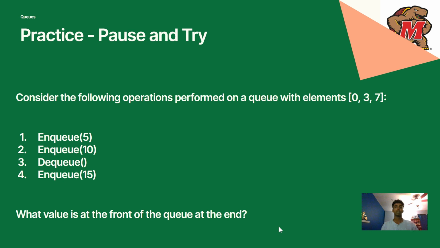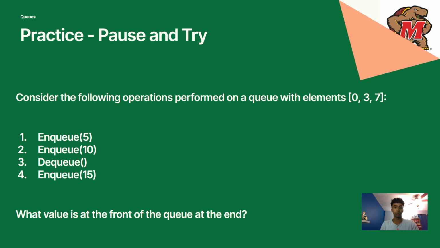Now for some practice, we're going to perform some operations on the following queue with existing elements 0, 3, and 7. So first, we enqueue or insert to our queue by adding 5, and this, remember, goes to the back of our queue, so we get 0, 3, 7, 5. Next, we enqueue 10, giving us 0, 3, 7, 5, 10.